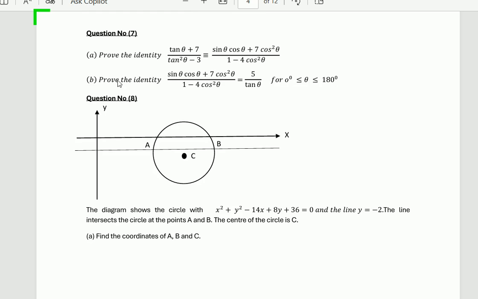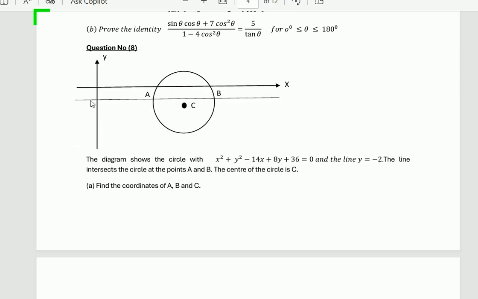For question number 7, prove the identity (tan theta plus 7) over (tan squared theta minus 3) equal to (sin theta cos theta plus 7 cos squared theta) over (1 minus cos squared theta). For part B, prove the identity (sin theta cos theta plus 7 cos squared theta) over (1 minus 4 cos squared theta) equal to 5 over tan theta for 0 less than theta less than 180.